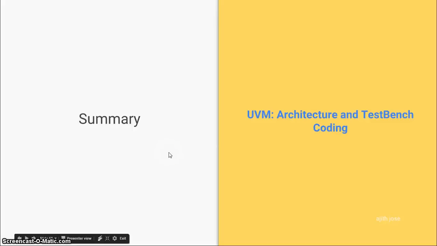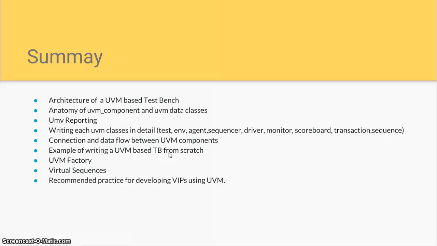Now you are in the final session of this course. Let me just summarize the topics covered in this course again. So in the first session you have learned the general architecture of a UVM based test bench, and next you learned the general anatomy of the UVM component classes and the UVM data classes, and also you learned the reporting structure in UVM.